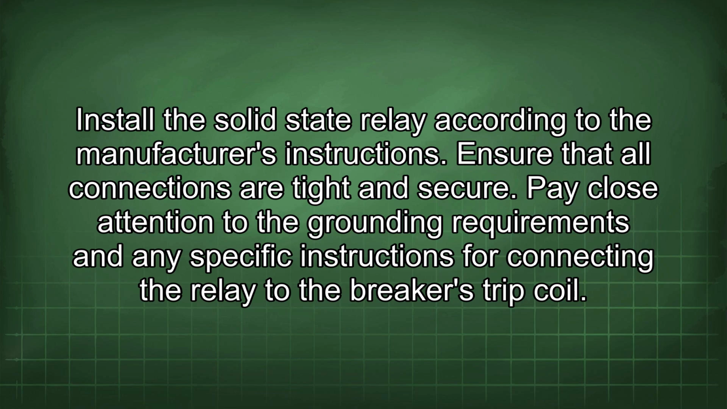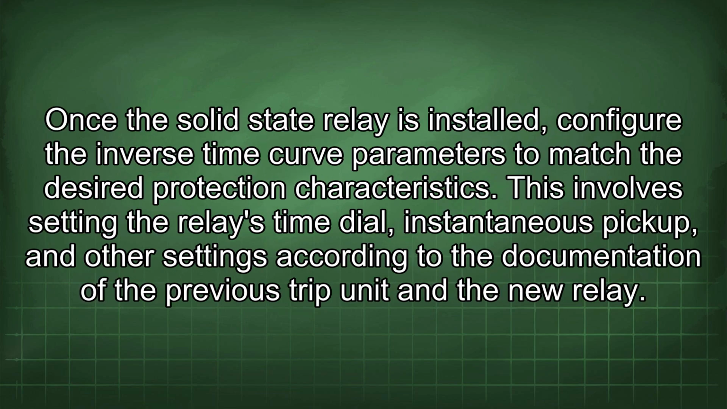Install the solid-state relay according to the manufacturer's instructions. Ensure that all connections are tight and secure. Pay close attention to the grounding requirements and any specific instructions for connecting the relay to the breaker's trip coil. Once the solid-state relay is installed, configure the inverse time curve parameters to match the desired protection characteristics. This involves setting the relay's time dial, instantaneous pickup, and other settings according to the documentation of the previous trip unit and the new relay.